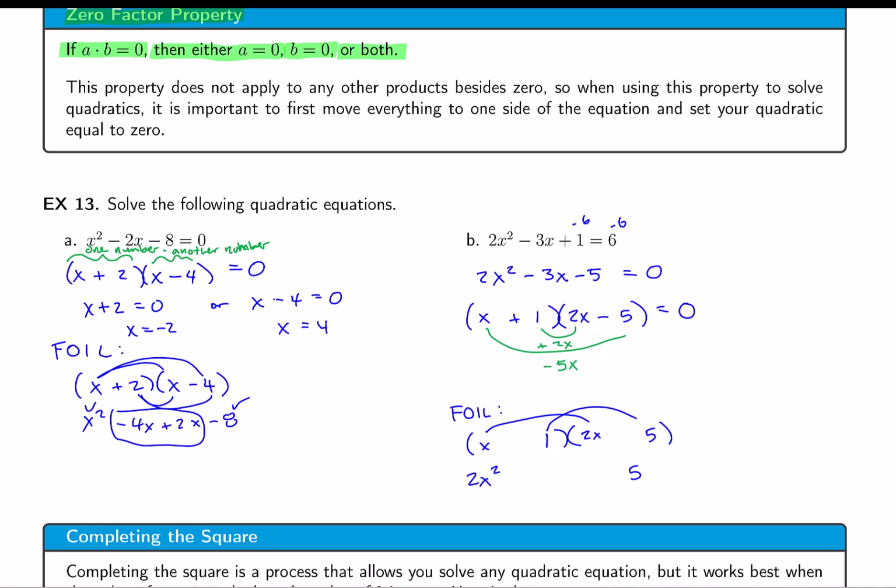And once you get to this point, it's the same from the next step. You just say, okay, I have two numbers that multiply together that give me 0. That means that the first number is 0 or the second number is 0. So solve both of them. That gives me x equals -1. 2x equals 5, so x equals 5/2. So those are the two solutions to the original equation.